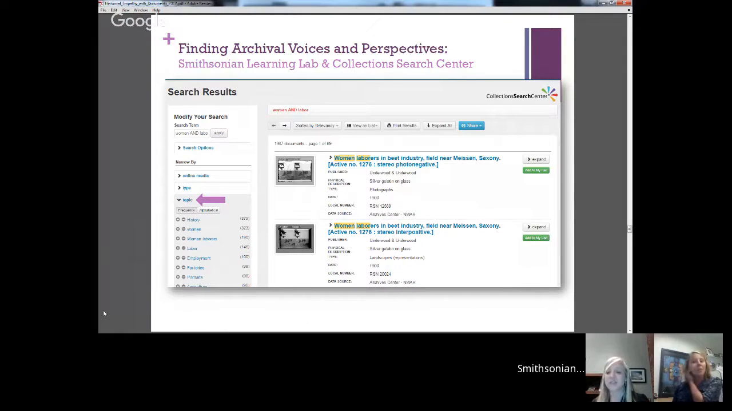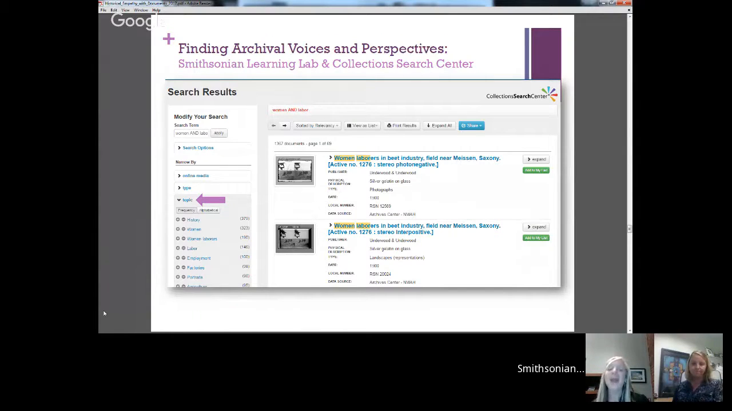And Ashley, please correct me if I'm wrong. The Collection Search Center's URL is simply collections, plural, .si, as in Smithsonian Institution, .edu. And it's actually powered by the same database of resources and records that the Smithsonian Learning Lab is, but provides a different set of refinements as far as how you can modify your search results.